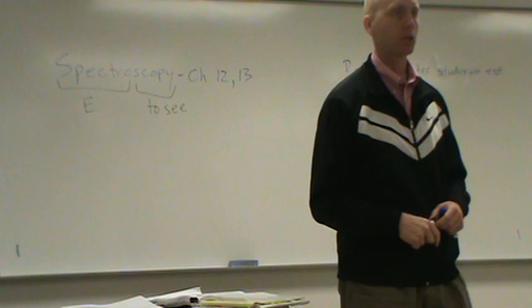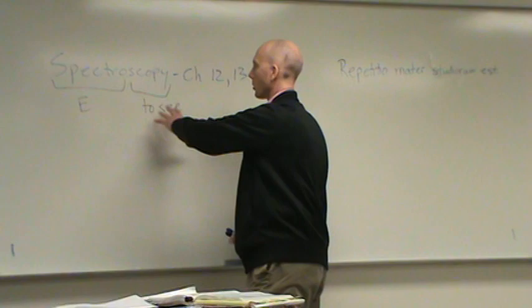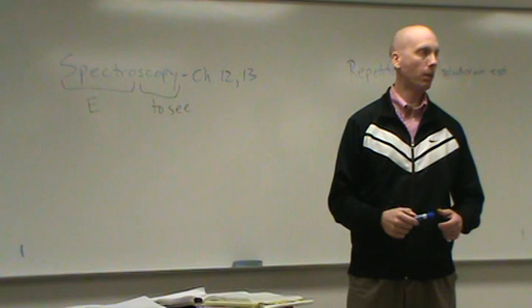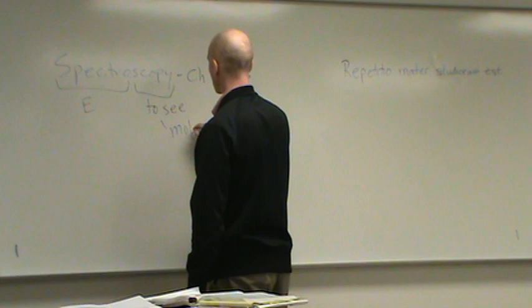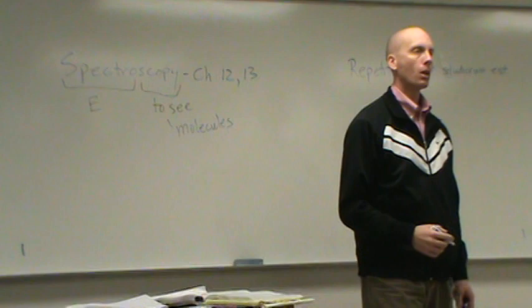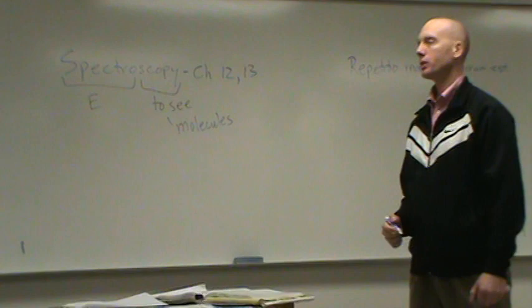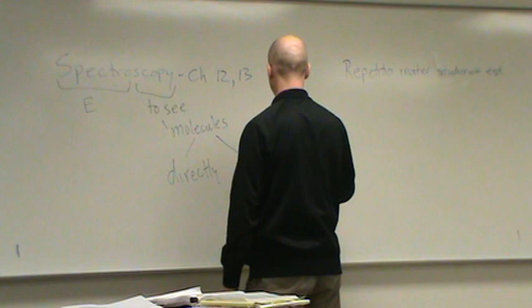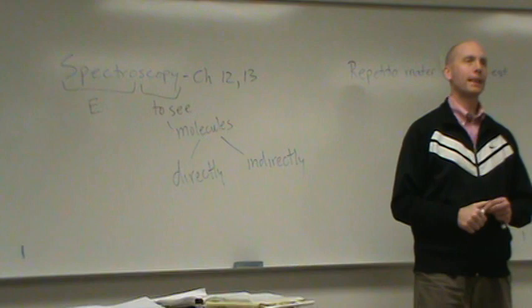So what does this whole thing mean? What are we going to be looking at with spectroscopy? We're going to look at molecules. So we want to see molecules. Well, there are two ways to see something: we can see something directly or indirectly. What does it mean if you see something directly?